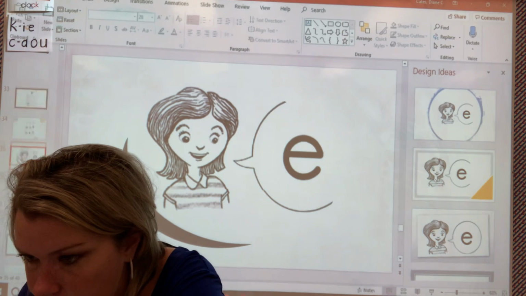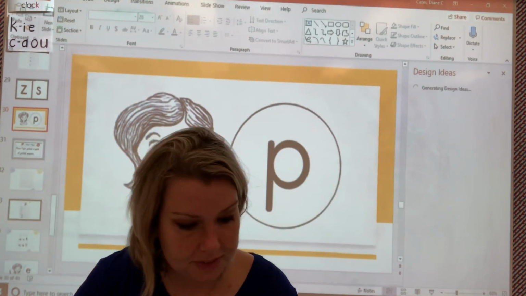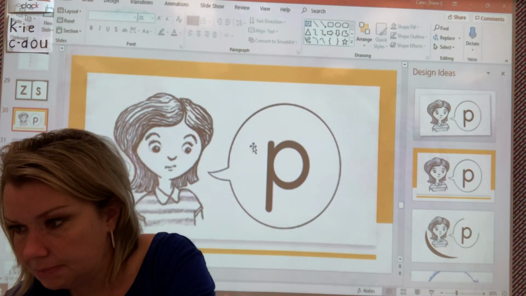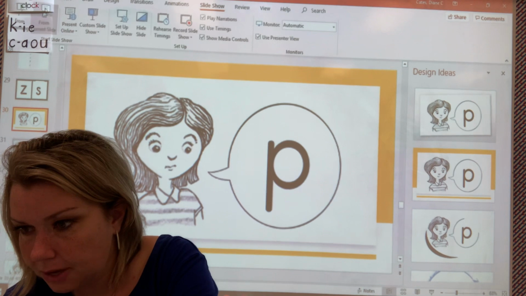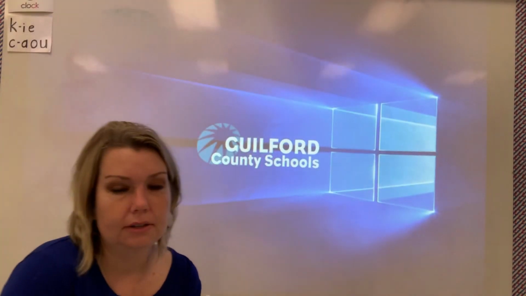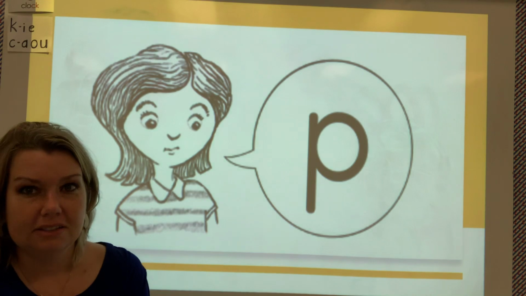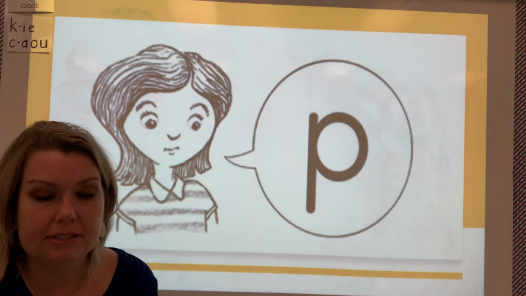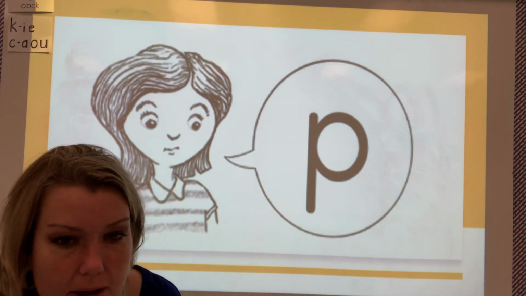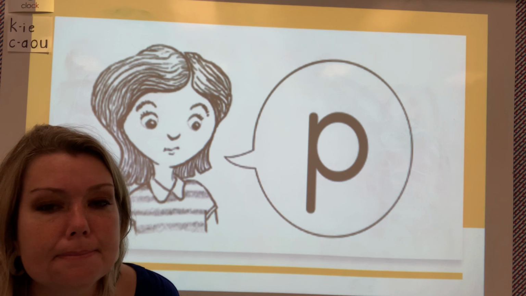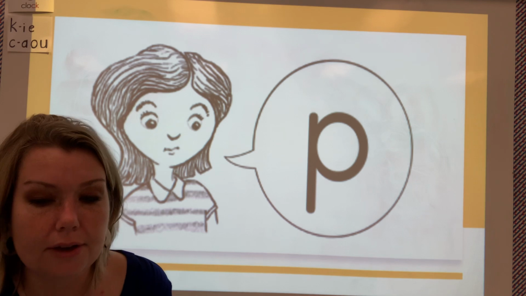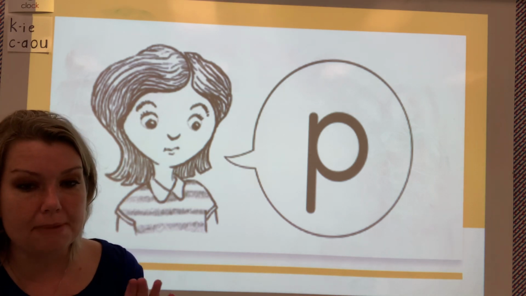Let me pull it up. We are going to do a new sound today. Our new sound is the P sound. So we see Sally's sound, and she's showing her mouth to make the P sound. Show me what her mouth looks like. Russell's doing a good job. It almost looks like how we begin the sound. Our lips are closed, and we push air through our mouth.